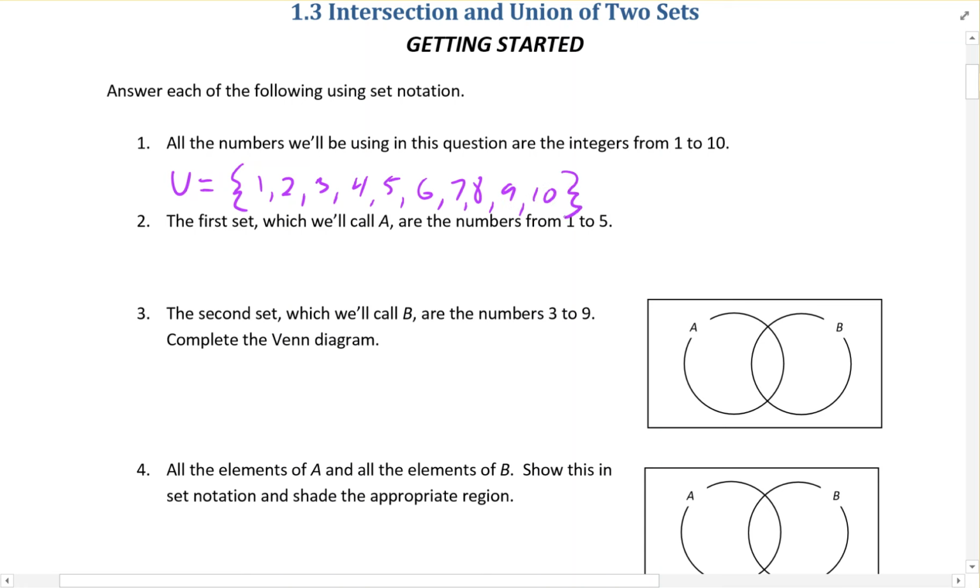The first set, set A, are the numbers from 1 to 5. So we say A, and then in set notation, 1 to 5. Okay, the second set, which we call B, is going to be 3 to 9. So there's some overlap here, right? So B is going to be 3, 4.